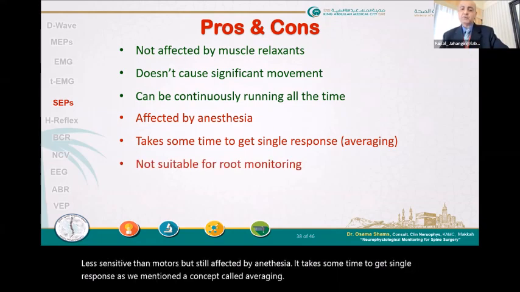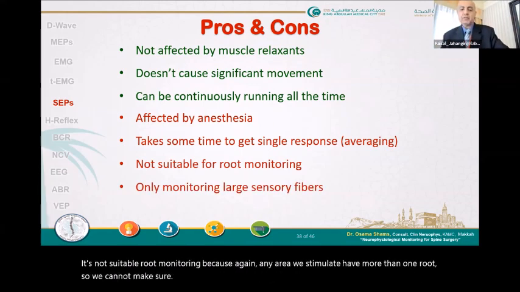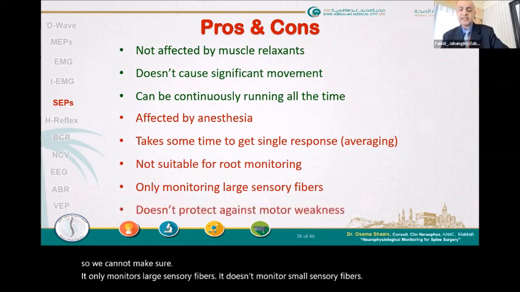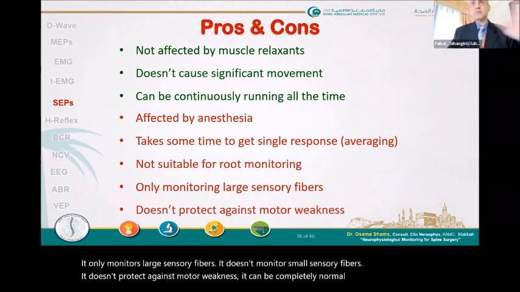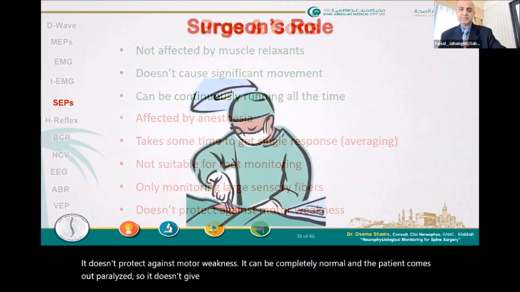It's not suitable for root monitoring, because again, any area we stimulate has more than one root, so we cannot make sure. It only monitors large sensory fibers. It doesn't monitor small sensory fibers. It doesn't protect against motor weakness. It can be completely normal, and the patient comes out paralyzed. So it doesn't give safety to the motor system.